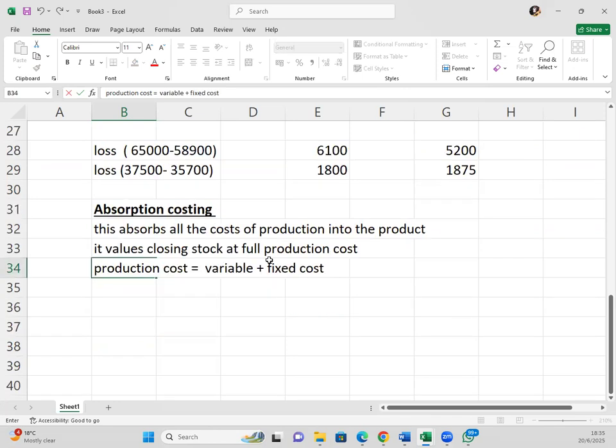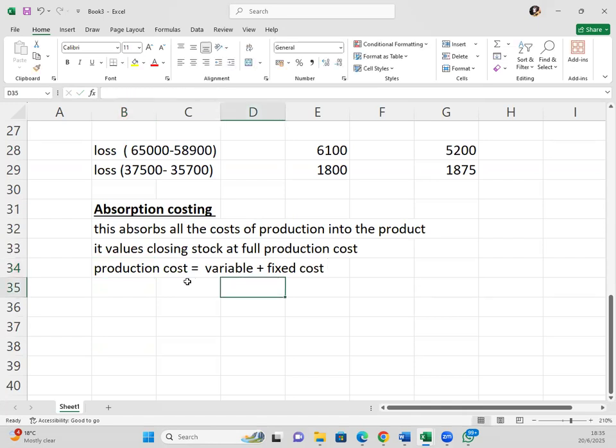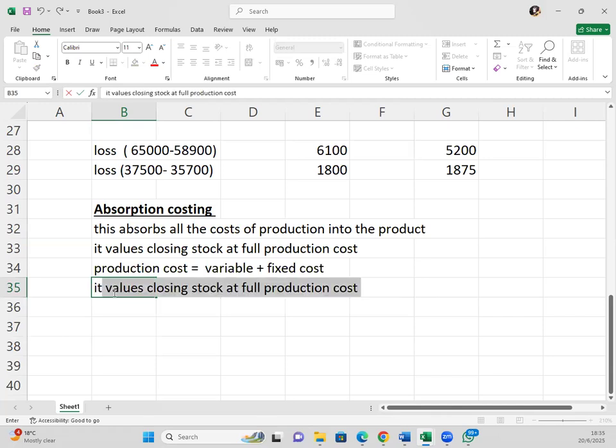So if it's absorption costing, it tends to value closing stock at a higher value because it takes into account all the costs when determining the value of closing stock.